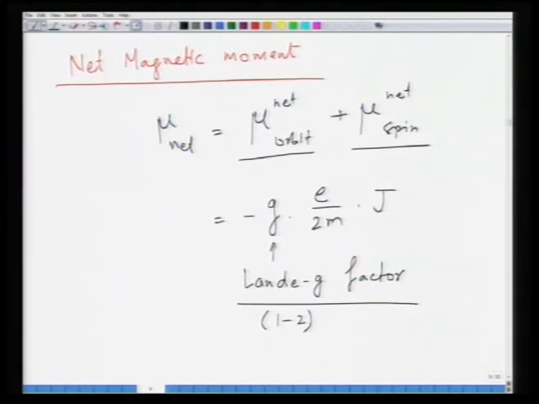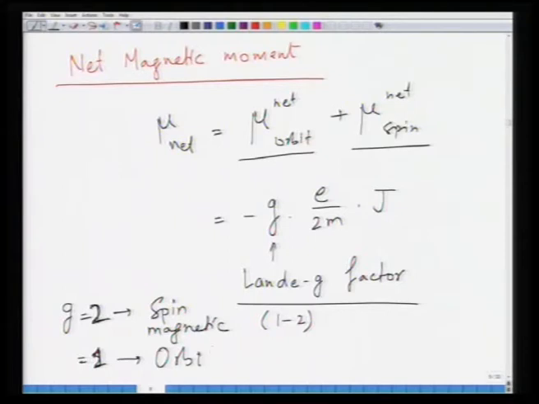So, if g is equal to 2, then spin magnetic moment dominates, and if g is equal to 1, then it is purely orbital magnetic moment.